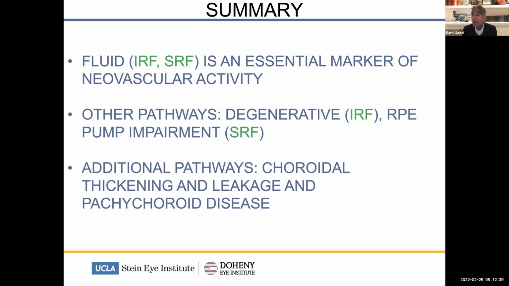So in summary, intraretinal and subretinal fluid can be an essential marker of exudative and neovascular activity and represent our gold standard biomarkers of leakage. But we should also consider that these fluid markers can indicate other routes of leakage. Intraretinal fluid can be a sign of Mueller cell loss and degeneration, while subretinal fluid can indicate RPE pump impairment. And in addition, we should also consider the choroid and specifically cases of pachychoroid, which may additionally be driving fluid into and under the retina. Thanks very much for your attention.